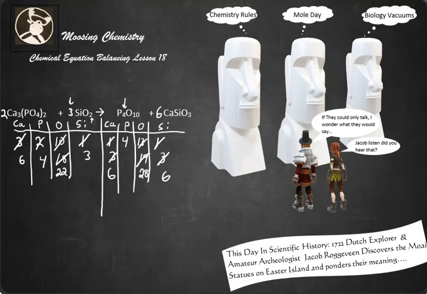Let's go ahead and clean this up a little bit. And we want to get rid of that 3, and we're going to put a 6 in front of the silicon. So that gives us 6 silicon now. But that changes our oxygen count. 6 times 2 is 12, plus the 16 from over on this side here. So 12 and 16 gives us 28. So let's look at the numbers now. 6, 4, 28, 6.